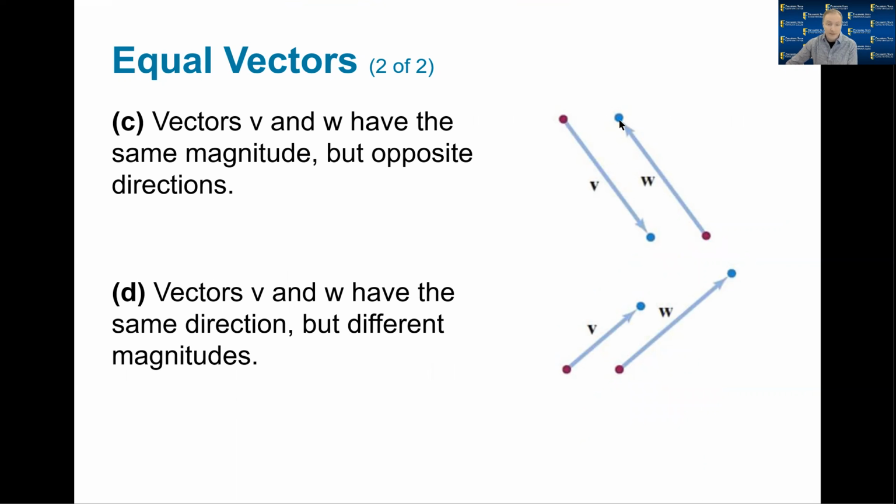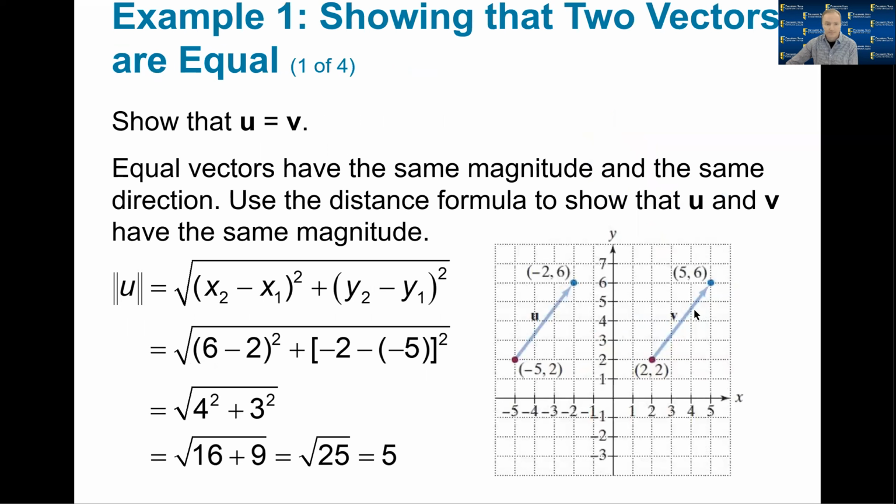So actually here, w would be the negative of v. But here I'm just concerned about, hey, are the two vectors equal to one another? No, w would equal the negative of v. Now, in this case, these two vectors have the exact same direction, but clearly they don't have the same magnitude. Vector v looks like it's about half the length of vector w. So you know, hey, v does not equal w in this scenario.